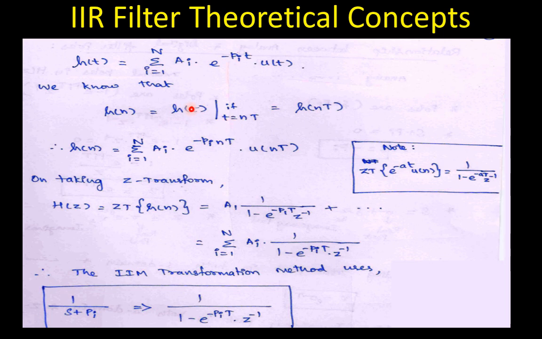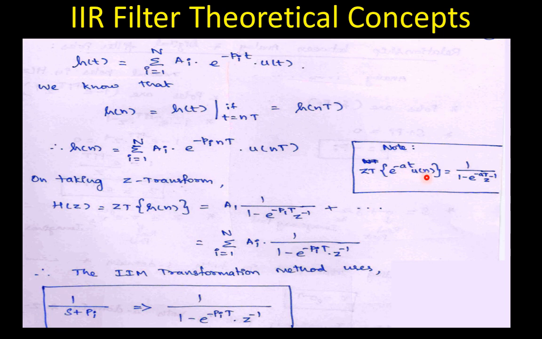The term t can be replaced by n into T, where your capital T represents the sampling time interval. Wherever you have t over here can be replaced by small n into T, which converts your h of t from continuous time domain to discrete time domain. So now you can make note of a formula in Z transform, you have studied this before.